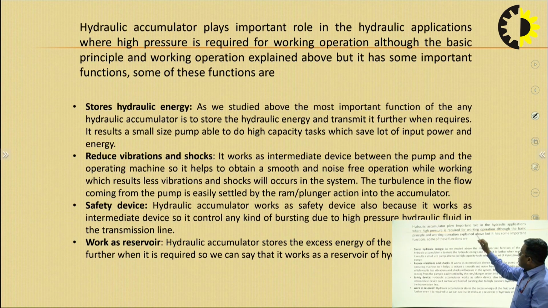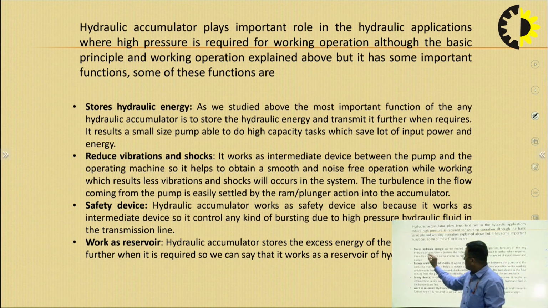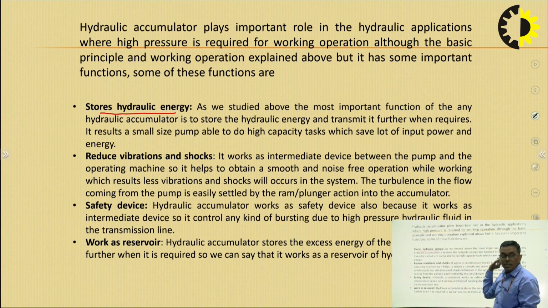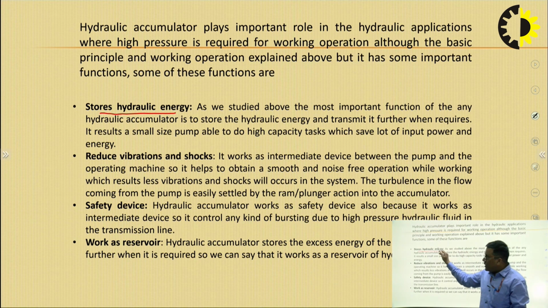Some more applications of the hydraulic accumulator, although it stores the hydraulic energy, that is clear to us. So first, it is storing the hydraulic energy. As we studied above, the most important function of any hydraulic accumulator is to store the hydraulic energy and transmit it further when required. By doing this, it is reducing the vibrations and shock.